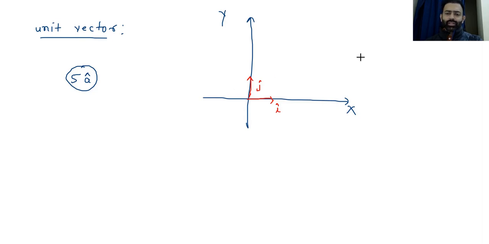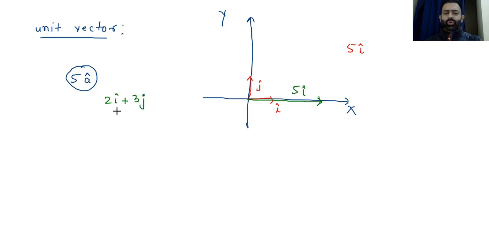Okay, so if there is a scalar quantity 5 and I multiply this by i cap, now this becomes a vector in the positive x direction whose magnitude is 5, right? So I can represent this by this green vector, which is 5i cap. Similarly, let us say there is a vector 2i cap plus 3j cap.